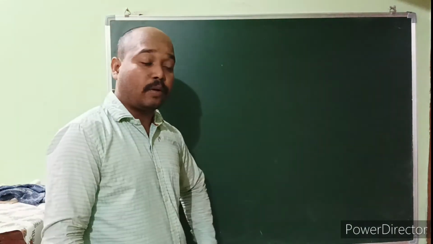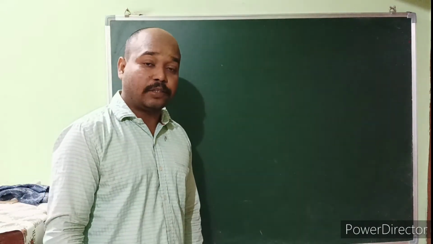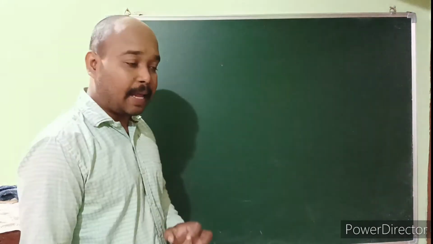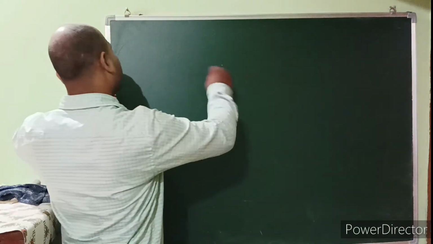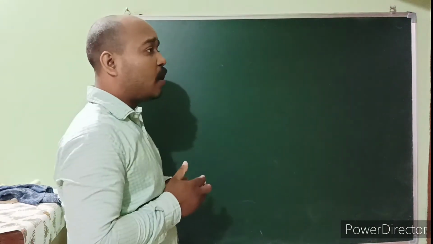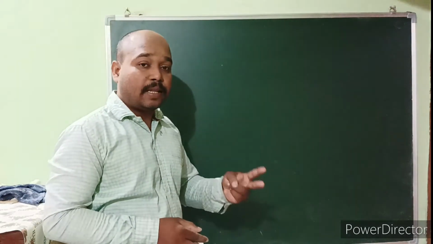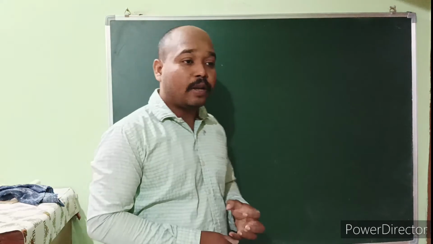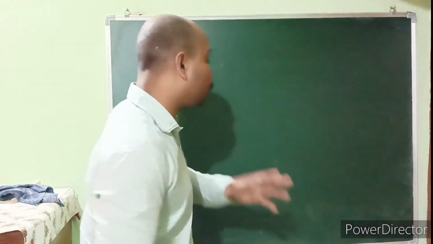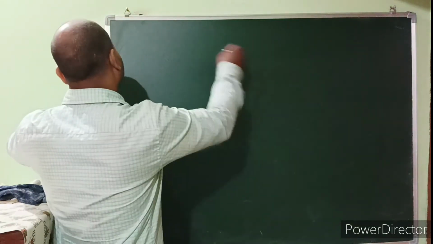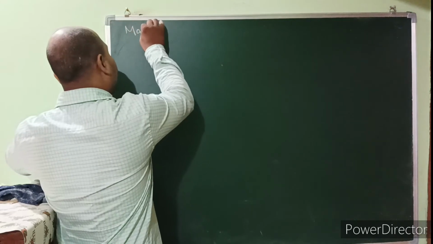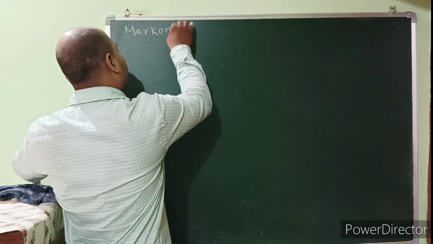Now we will discuss the electrophilic addition reaction for unsymmetrical alkene. For unsymmetrical alkene we have two rules, called Markovnikov's rule and anti-Markovnikov's rule. Now, what is Markovnikov's rule?